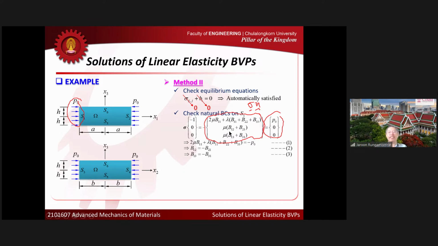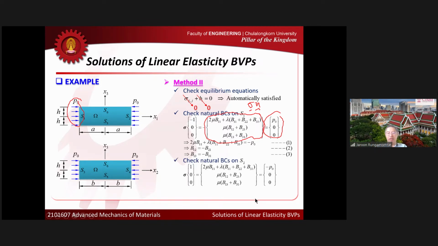But for this one, I simply divide the whole thing by mu, and I get the relationship between B12 and B21, because B12 plus B21 has to be 0. So B12 is simply the negative of B21. The same thing for B13 and B31. They have to satisfy this condition. So this is the condition on the constant B. Some entries of the constant B have to satisfy this to make sure that the condition on the surface S1 is satisfied.